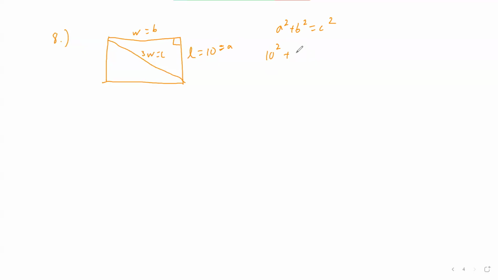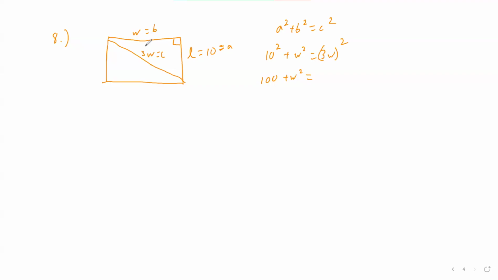Oh, what's your b? It's just w. So this would be 10 squared plus w squared equals 3w squared. So yep, so 10 squared is 100, with a 3w. So in the problem, it's going to say something.